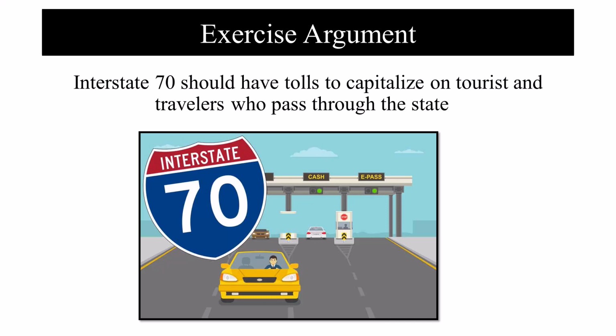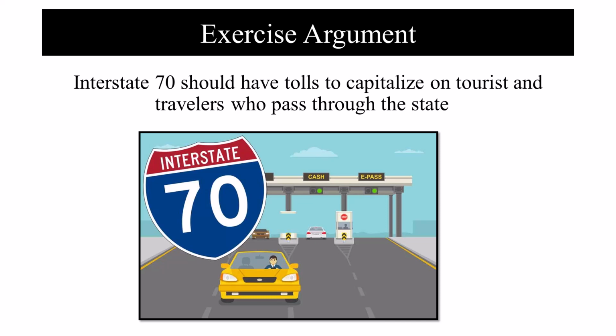70 across Ohio to generate income for transportation projects, to capitalize on revenues generated by the tourists and travelers who pass through the state of Ohio. A counter stance would be that the tolls should not be added to Interstate 70 because the toll booths are unsightly and they will also increase traffic congestion and increase commute times for Ohioans.